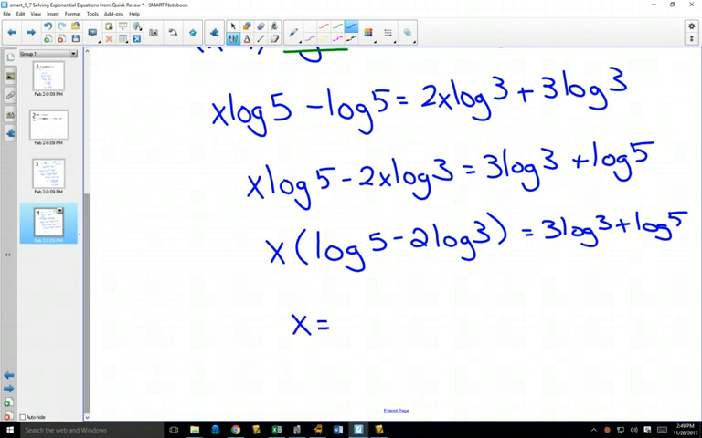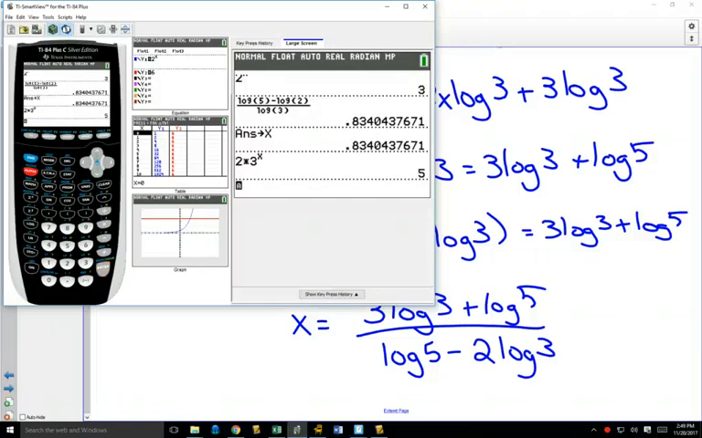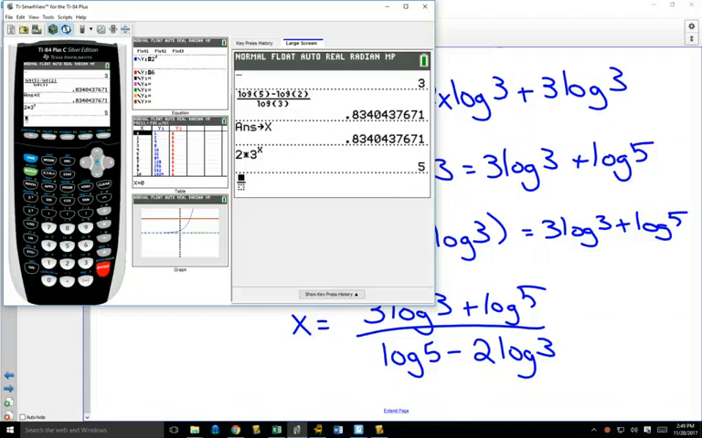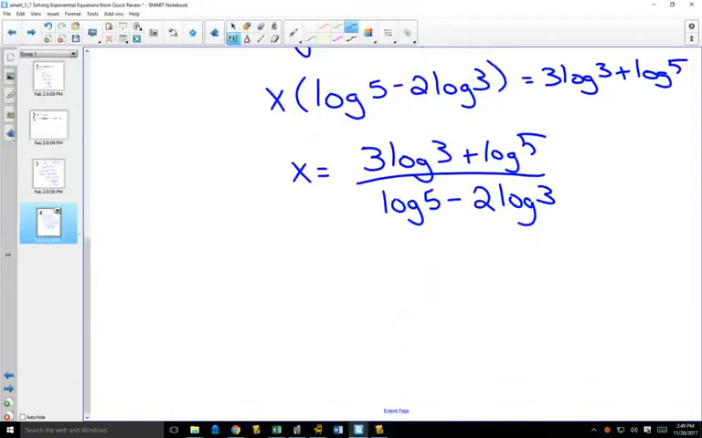So now, since this is a big number, we can get x by itself by dividing. And we get this large expression, which again, if you can use your fraction button, please do. Otherwise, you'd need brackets on the top and the bottom. 3 log 3 plus log 5 divided by log 5 minus 2 log 3. And we get negative 8.345.